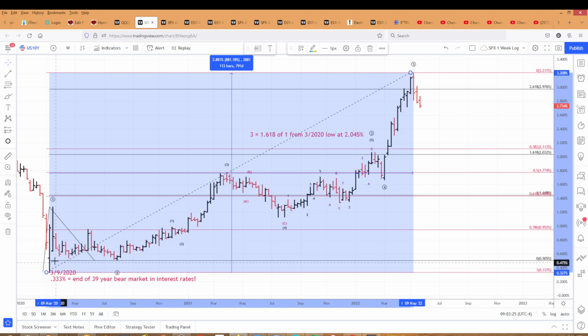Again, this took a little over 2 years, from March of 2020 to May of 2022. We'll have a second wave correction. Enjoy it, because wave 3 up, rates are going to go through the roof.